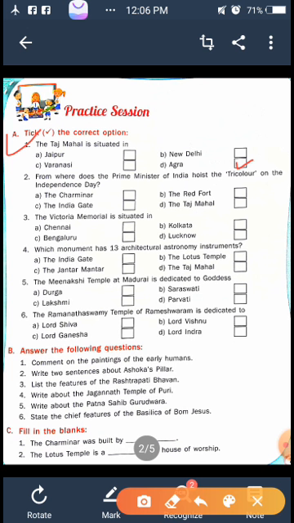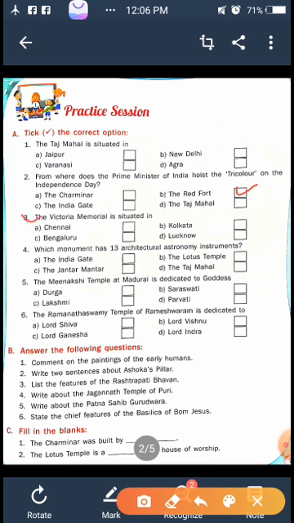Number 2. From where does the Prime Minister of India hoist the tricolor on Independence Day? A, the Charminar, B, Red Fort, C, the India Gate and D, the Taj Mahal. And what is the correct option? It is B, the Red Fort.